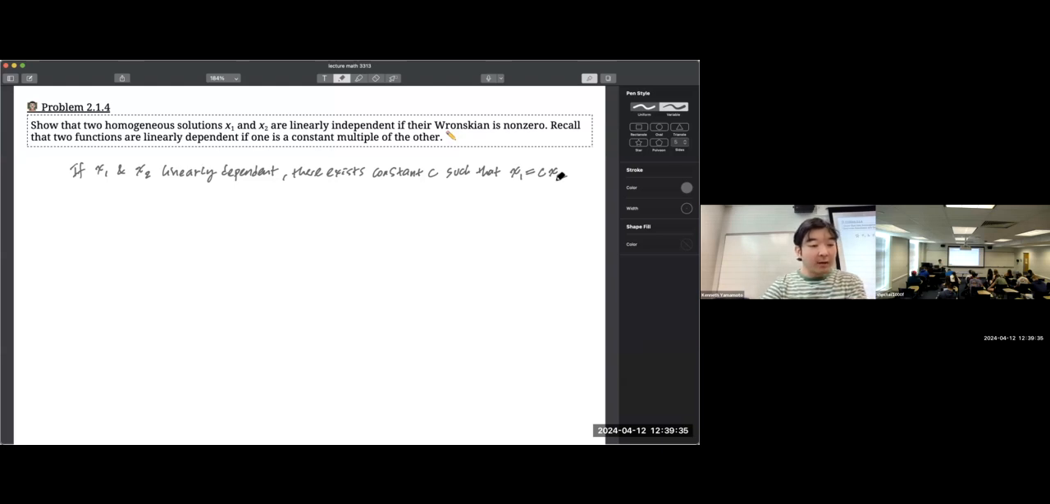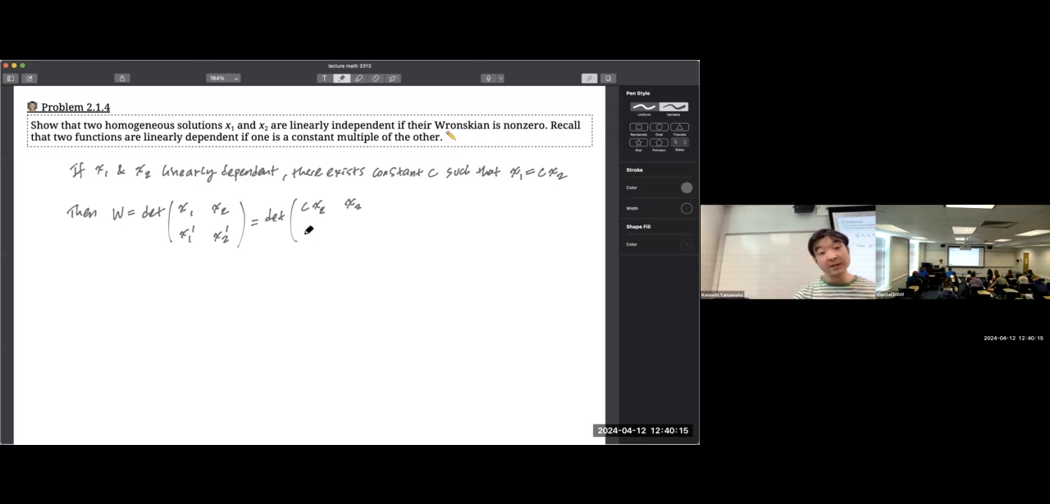Right, so the fact that they're linearly dependent, not independent, means that one of them can be written as a constant multiple of the other. x1 could be written as some C times x2. Then the Wronskian is the determinant of x1, x2, x1 prime, x2 prime, which is the determinant of, well, we just said that x1 could be written as some constant multiple of x2 because they're linearly dependent. Then that means that x1 is c x2.